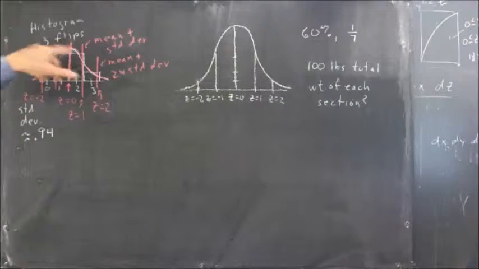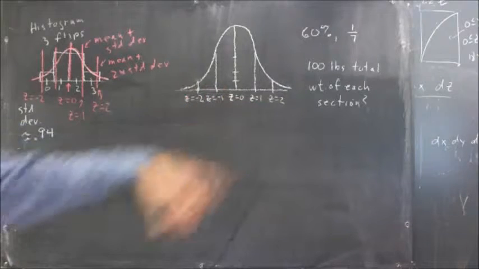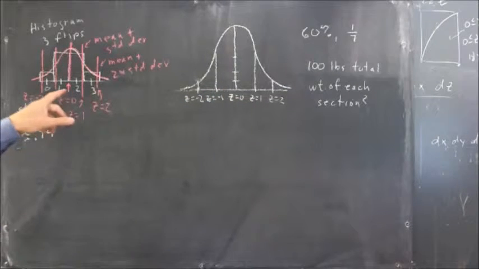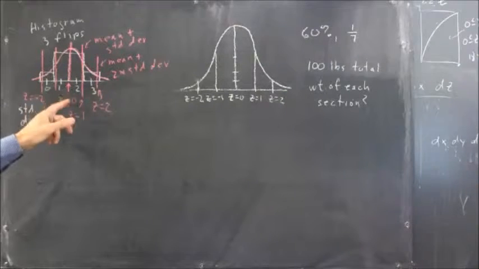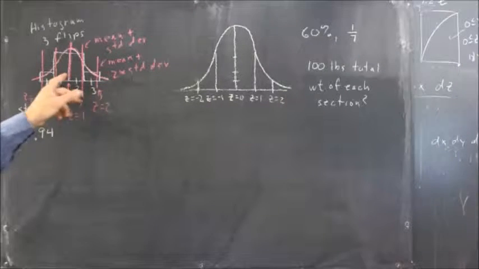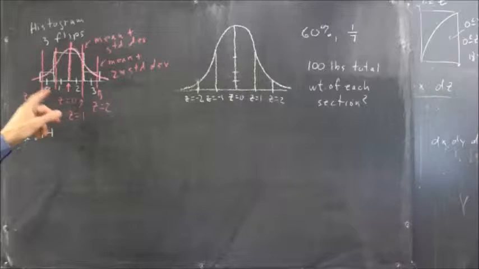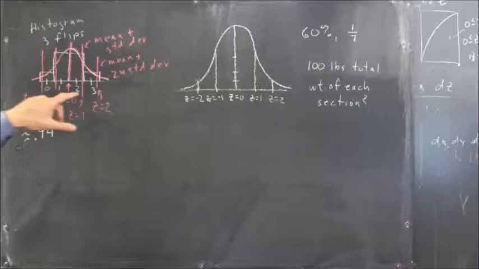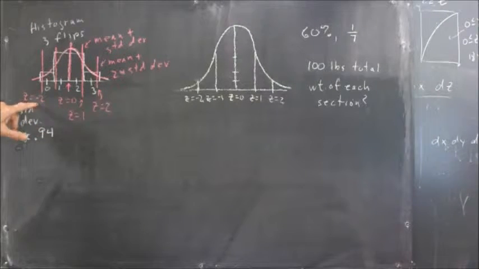Now, relating that back to what we had for the histogram, it's a very similar picture. Z equals 1 stands for 1 standard deviation to the right of the mean. Z equals 2 for 2 standard deviations to the right. And Z equals -1, which I didn't label, 1 standard deviation to the left. Z equals -2, which I did label, 2 standard deviations to the left.